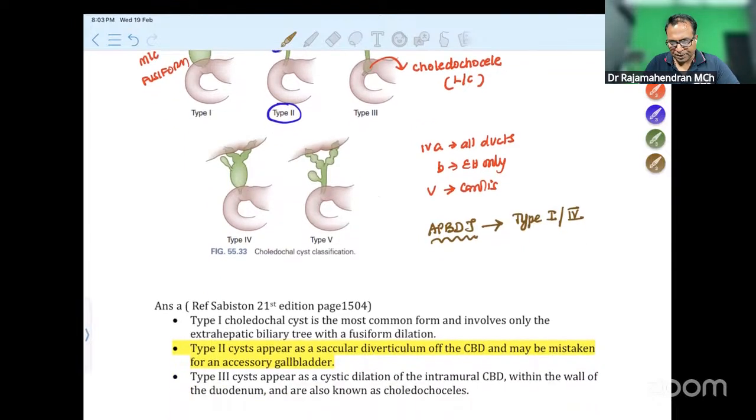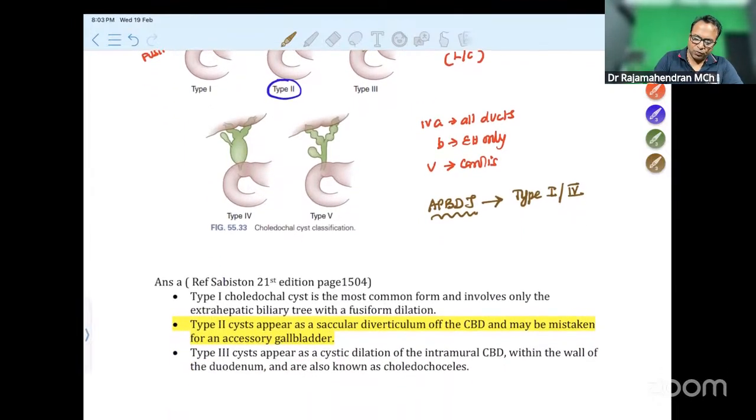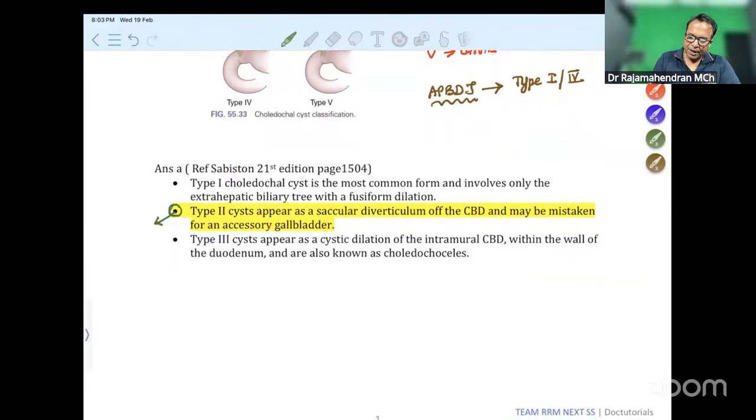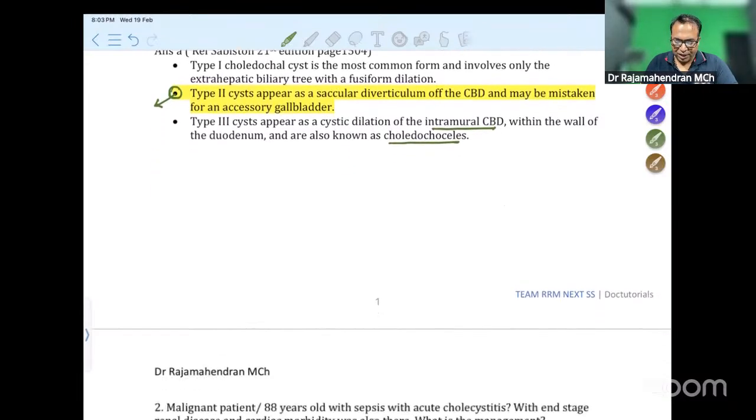This is from Sabiston, page number 1504. Don't forget, type 2 appears as a saccular diverticulum and may be mistaken for accessory gallbladder. See, 70 to 80% of the questions you get in NEET SS will be direct lines from Sabiston. So this is a classical question. Type 1 and 4 have anomalous pancreatic bile duct junction. Type 3 cyst appears as a cystic dilatation of the intramural CBD, also known as choledochocele. It's an intramural CBD diverticulum.